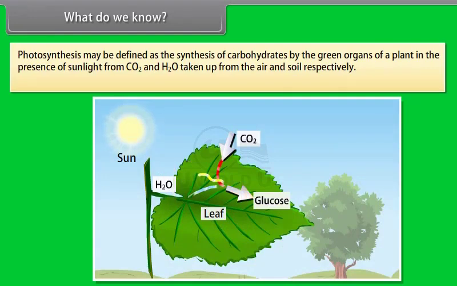What do we know? Photosynthesis may be defined as the synthesis of carbohydrates by the green organs of a plant in the presence of sunlight from carbon dioxide and water taken up from the air and soil respectively. Let us test a leaf for starch.